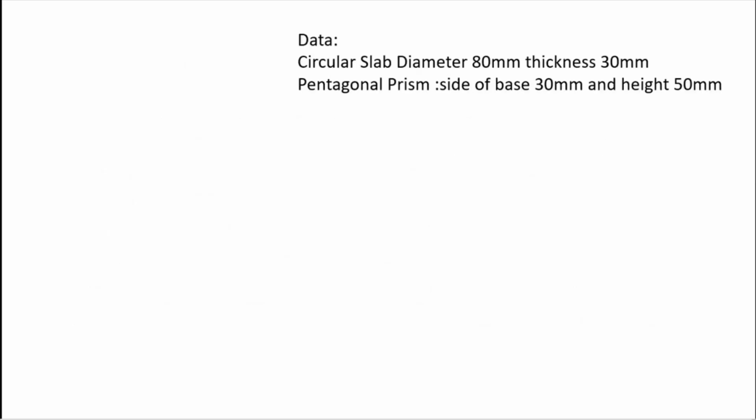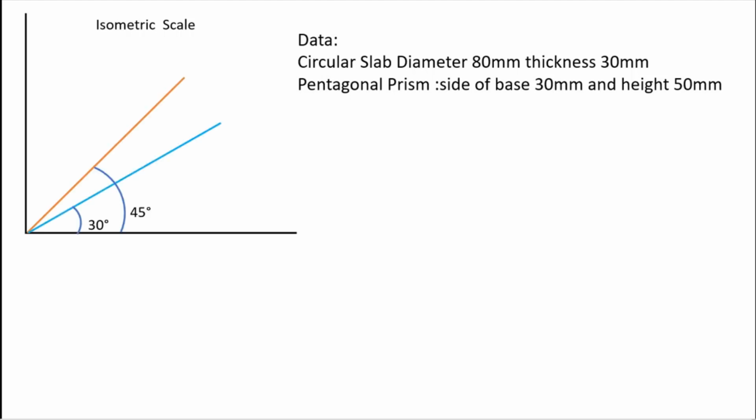We have now written down the important data and we proceed with the isometric scale. We first draw the axis and line inclined at 45 and 30 degrees. On the line inclined at 45 degrees, we take divisions with an interval of 1 centimeter. These represent the true length.